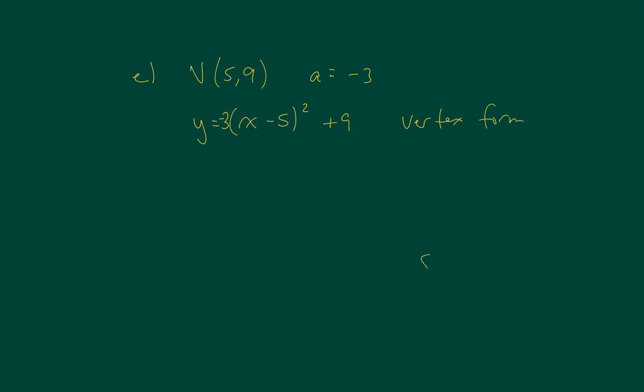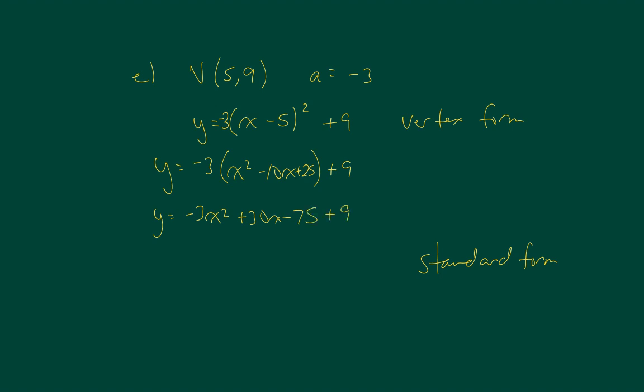And in order to get to standard form, I would just expand, right? y equals, I would leave my negative 3, I would expand the x minus 5, distribute the negative 3: negative 3x squared plus 30x minus 75 plus 9, and then finally y equals negative 3x squared plus 30x minus, I guess it would be 66. Right? Now I don't have a y-intercept on my graph to compare that to, but I think that's correct.